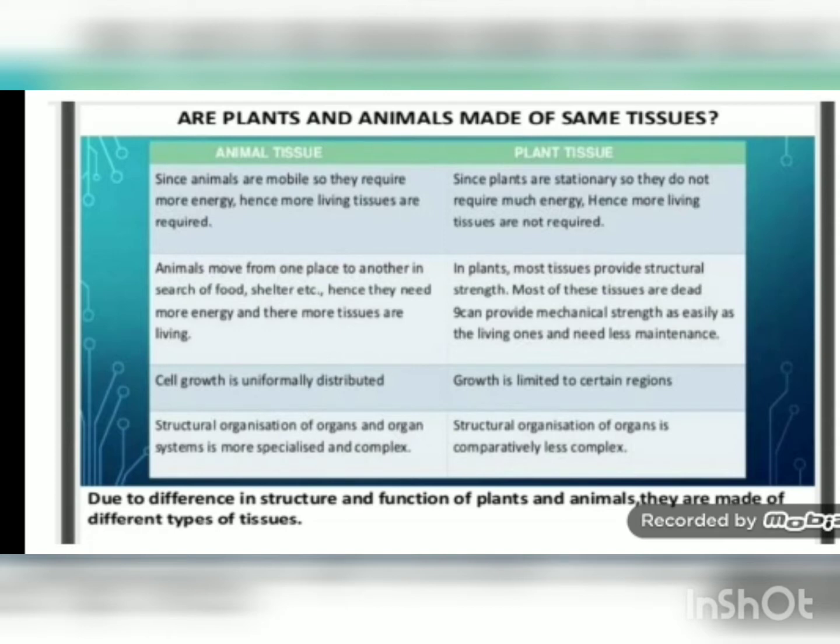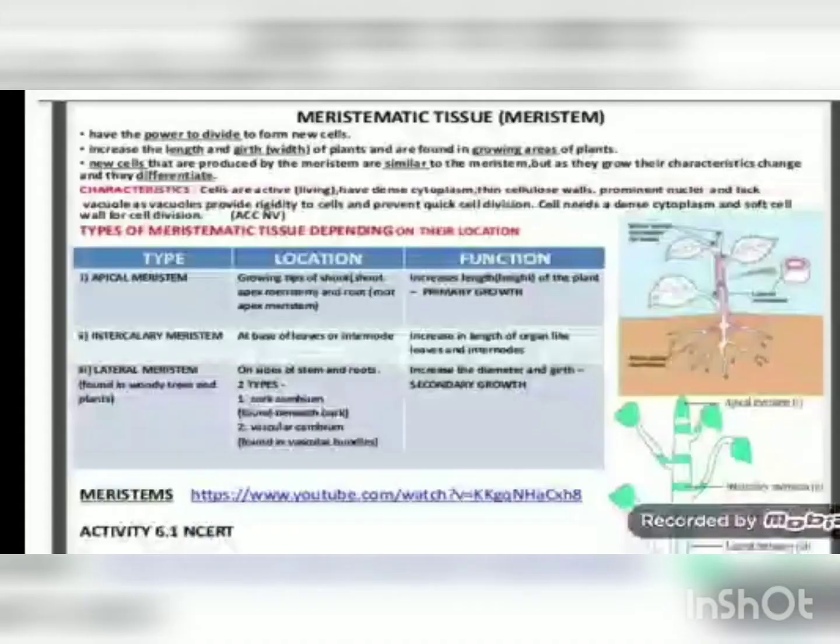See, animals have to search their food, whereas plants, they prepare their food. So animals eat food, whereas plants make their food by the process of photosynthesis, and that food is transported to other parts of the plant by certain specific tissues. So there is a vast difference between the types of tissues present in animals and types of tissues present in plants.